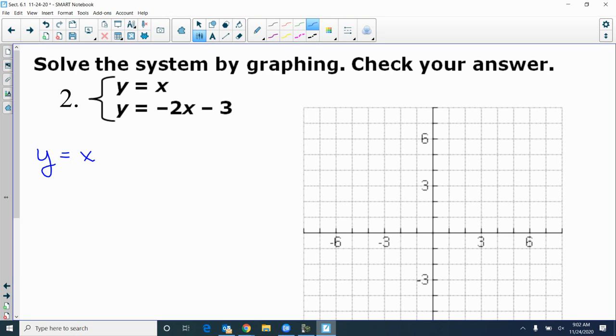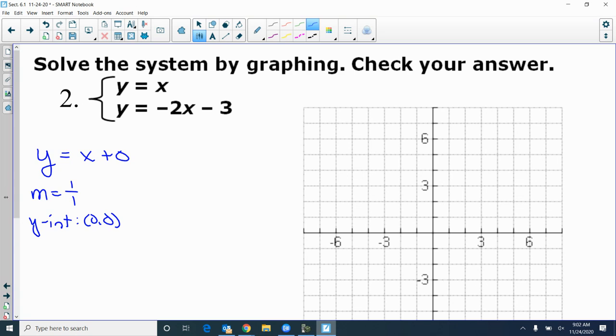If you have an x, that means you have a slope. There's no number written in front of there, but it's an unwritten what in front of there? Not a 0. 1. An unwritten 1. So my slope is 1/1. What's my y-intercept? You can think of it as x plus 0. You never write the plus 0. So that means my y-intercept is 0.